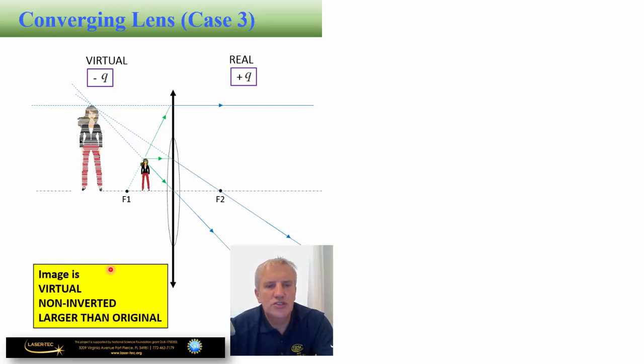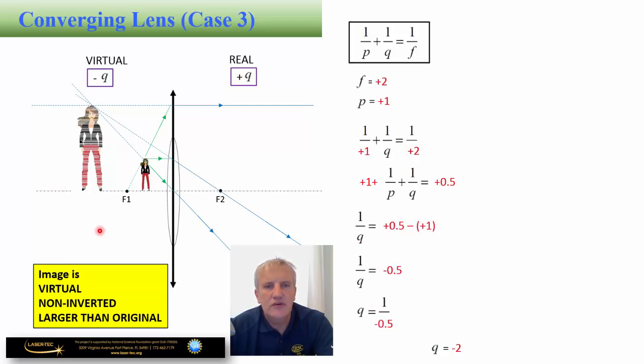We can draw a few conclusions here. The first one, the image is virtual because it's positioned on the left relative to the lens. It's non-inverted because it's on the same side as the original relative to the optical axis, and finally it's larger than the original. We can confirm these results using analytical approach, starting with the lens formula. In this case, the distance of the original from the lens is plus 1, meaning half the focal length, and then we substitute for the values for the focal length and for the distance of the original, paying attention to the positive sign of the P because the original is to the left and the lens is positive.